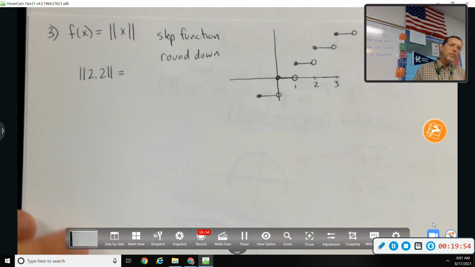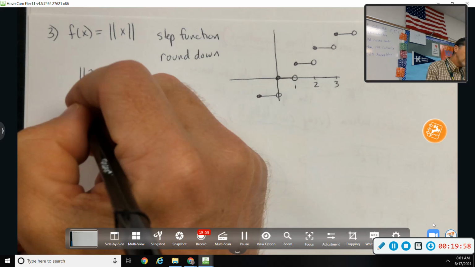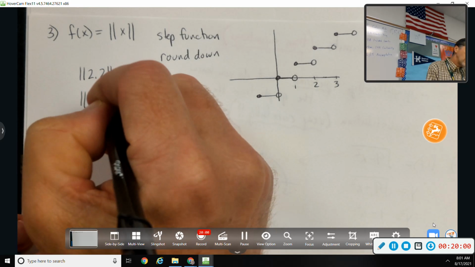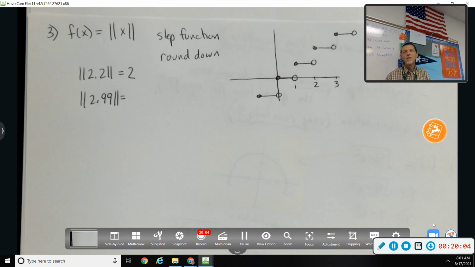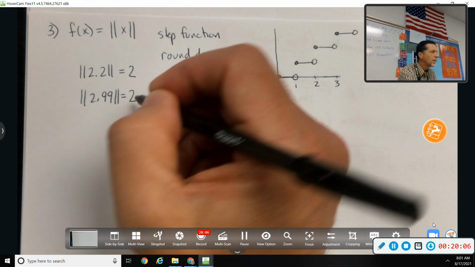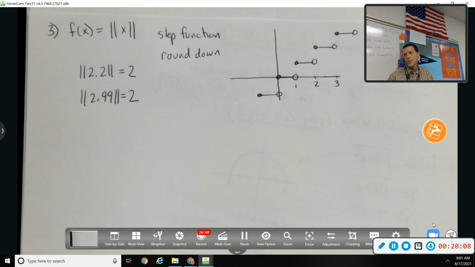So the step function of 2.2 rounds down to 2. The step function of 2.99 rounds down to 2. So it's not rounding like with the usual rules of rounding. It's go down to the biggest integer to the left.